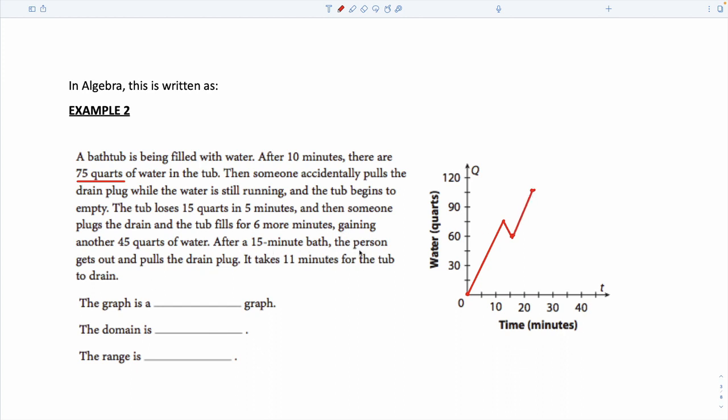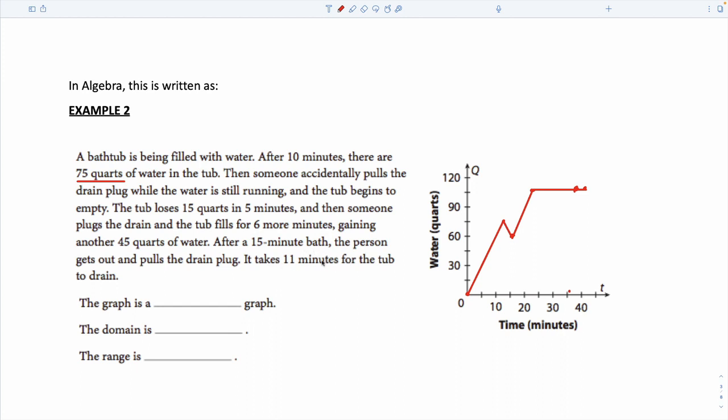After a 15-minute bath, the person gets out and pulls the drain plug. It takes 11 minutes for the tub to drain. How do you show 15 minutes of a bath from 21 to 36? How would I show a 15-minute bath, Tanner? It does not fill up. It is straight. Beautiful. So we were at 21. Did I do that math right? It was at 15, 6 more minutes was at 21, and then it's going to be 36, right about here. I probably put it over too much.